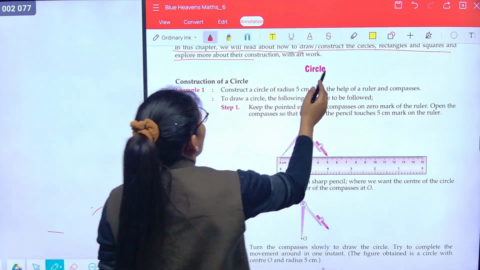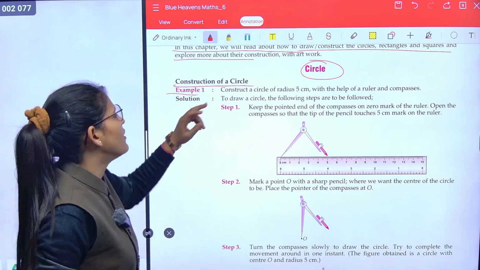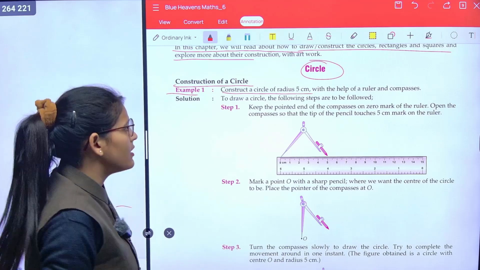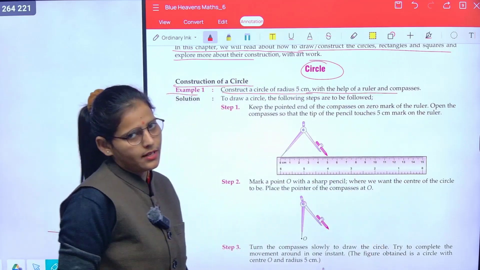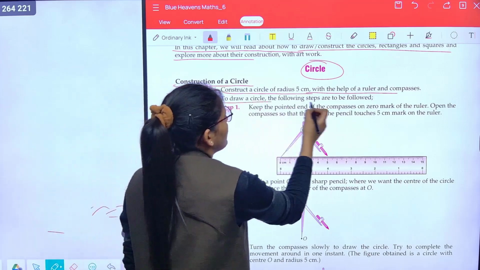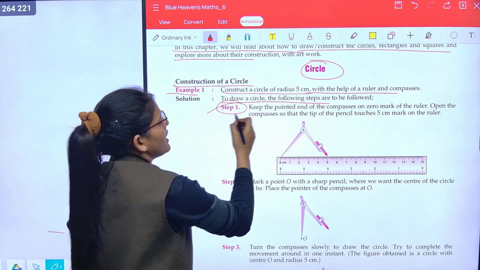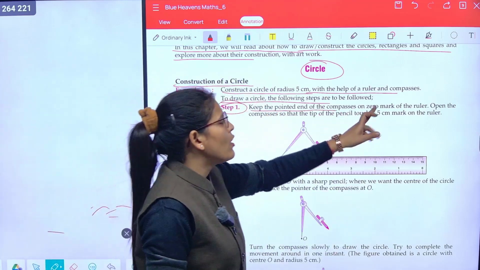Now class, come on, circle. Construction of a circle. Example number 1: construct a circle of radius 5 centimeter with the help of a ruler and compass. Now class, to draw a circle, the following steps are to be followed. Step 1, keep the point end of the compass on the 0 mark of the ruler.